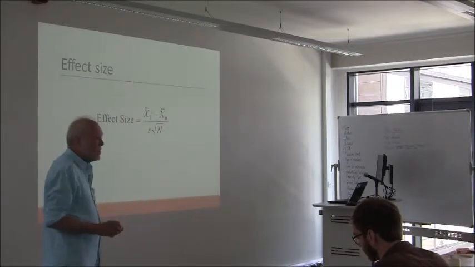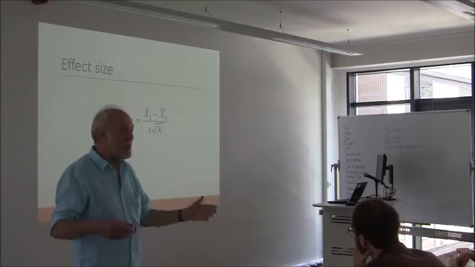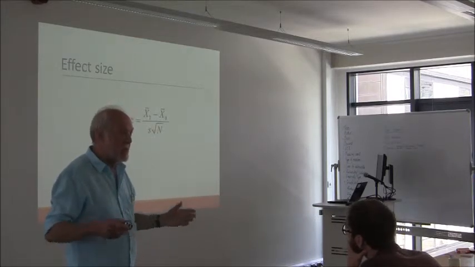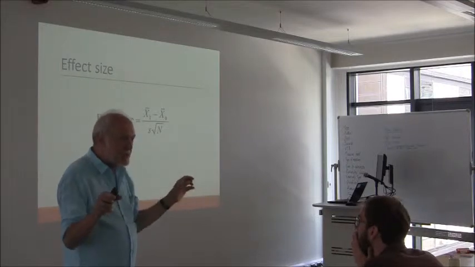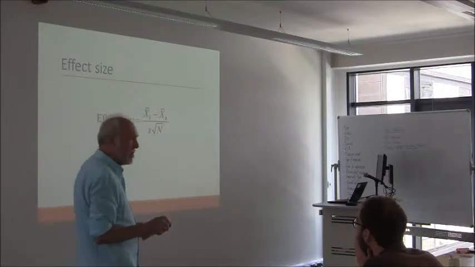And so that means that the larger the sample size, the more people I select for this experiment, the smaller the standard error of the mean. That means that the distributions get separated. It means I have a much higher probability of getting power.